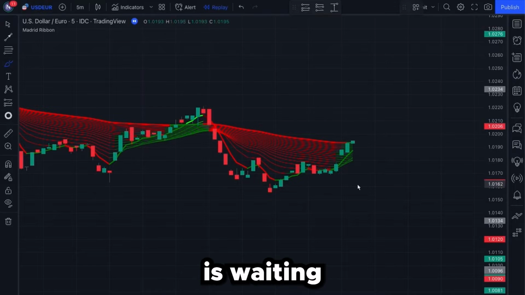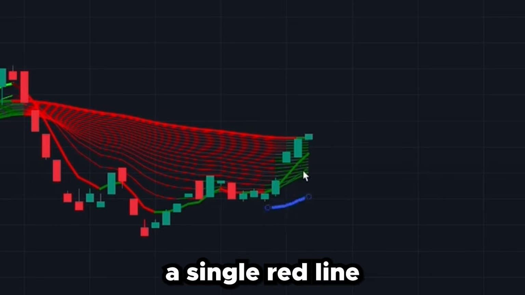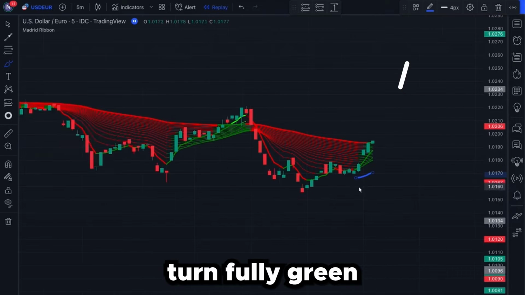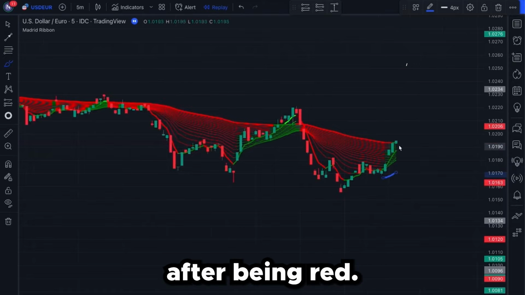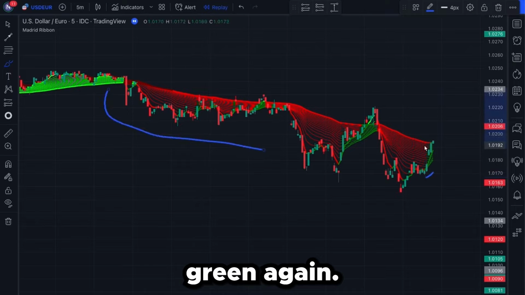Okay, so what you'll be doing is waiting for all the lines on the indicator to be green. There cannot be even a single red line for this strategy. Now you can only enter the trade if you have just seen the lines turn fully green for the first time after being red. If you join the market and the lines have been fully green for a while, you need to wait for a new red phase to come in and then turn green again.